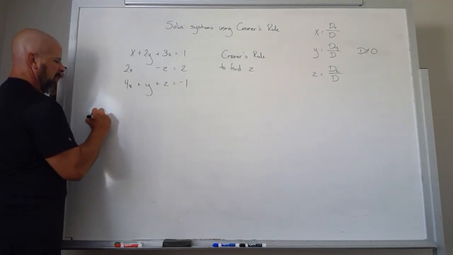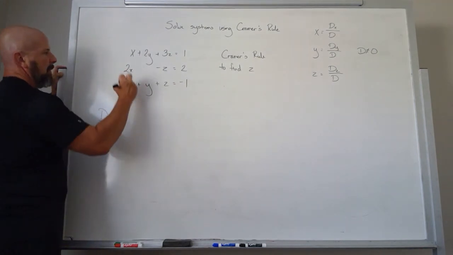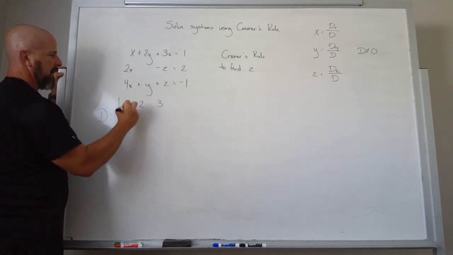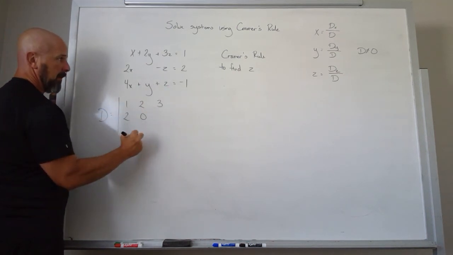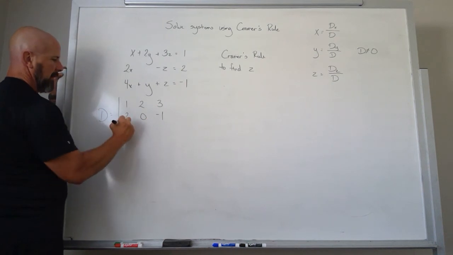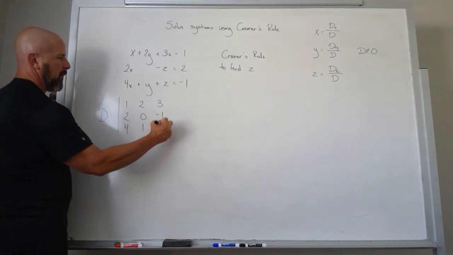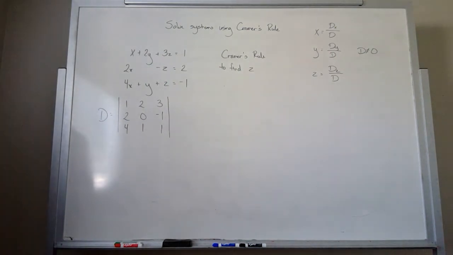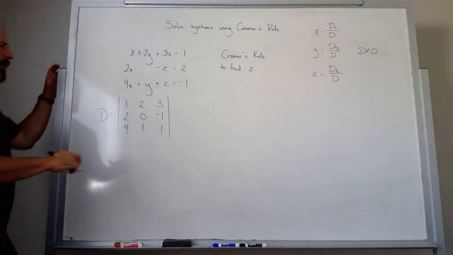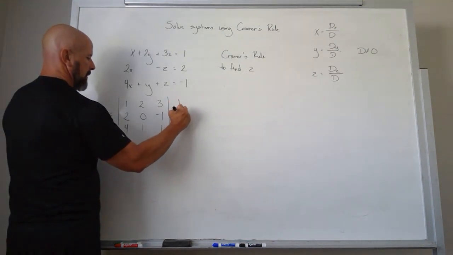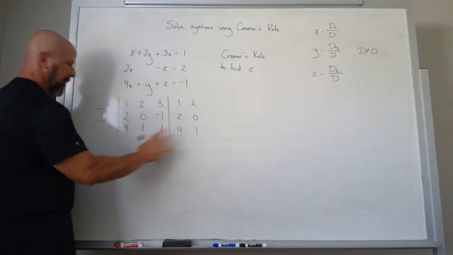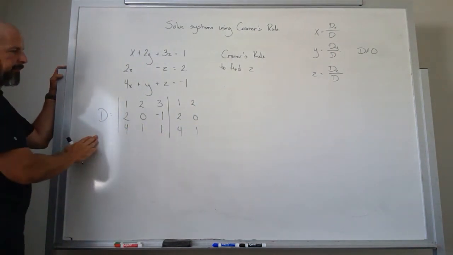So that base determinant D: 1, 2, 3. Remember, that's just the x, y, and z columns. 2, 0, negative 1, 4, 1, 1. And then evaluating my 3 by 3, remember we rewrite the first two columns: 1, 2, 4, 2, 0, 1. So I'm spending my time evaluating this D.